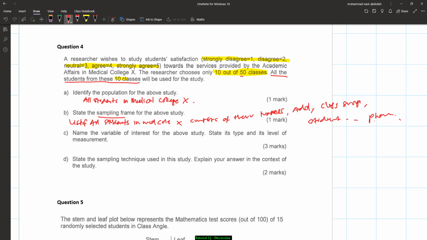So now, name of variable of interest. So apa yang dia nak study kat sini? Kita nampak tadi dia kata, they want to study a student satisfaction. So means that level of student satisfaction. So level of measurement, variable of interest, student satisfaction.